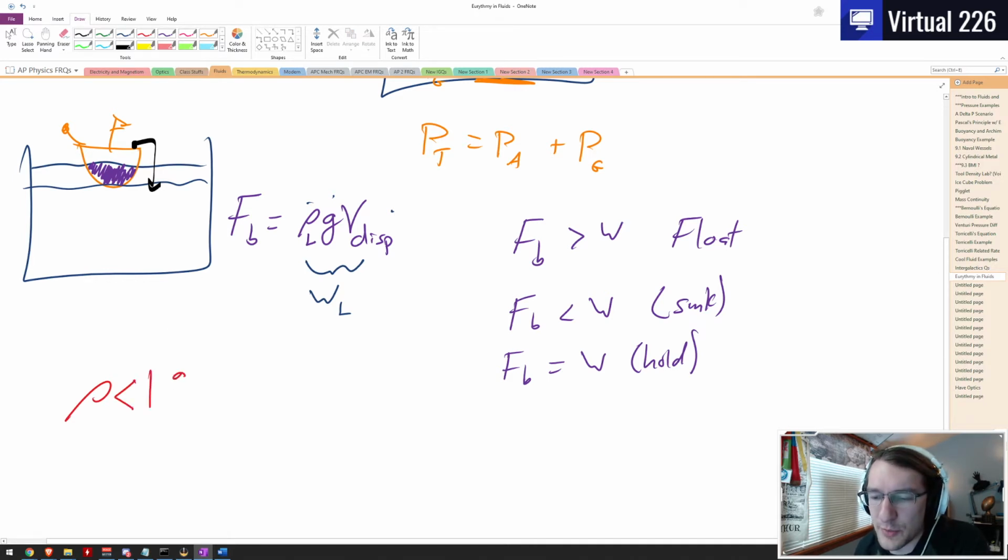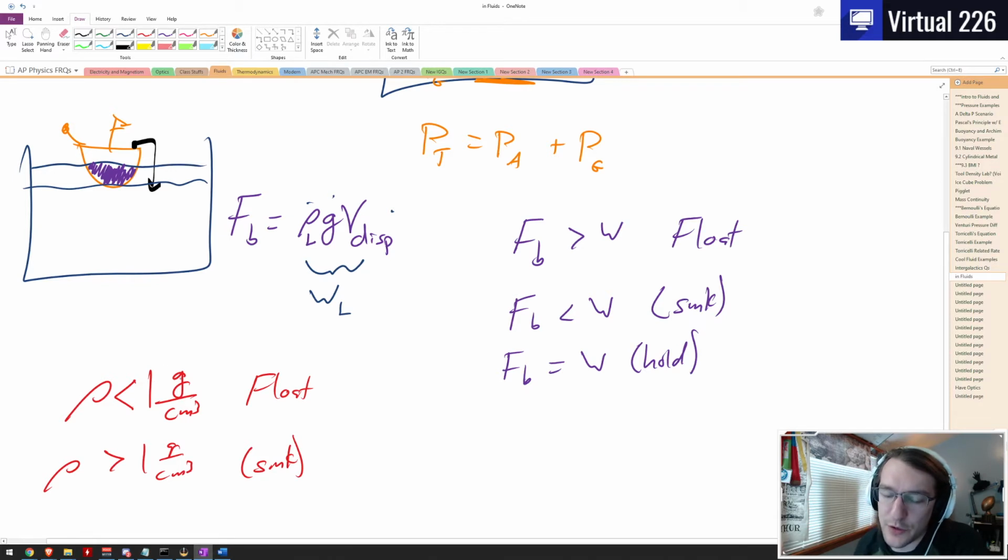Another way to think about if objects are going to float or sink is density. Densities less than one, water being one gram per centimeter cubed, are going to float. Densities greater than 1 gram per centimeter cubed are going to sink. This is the density of water, 1 gram per centimeter cubed. It is also equivalent to 1,000 kilograms per meter cubed.